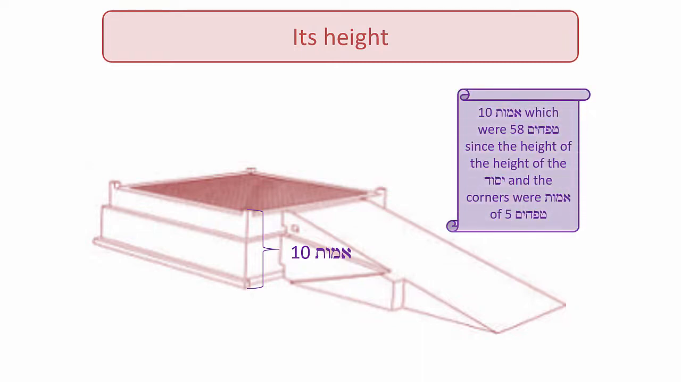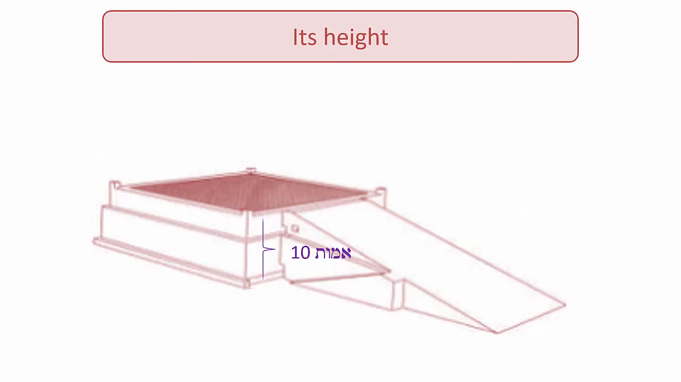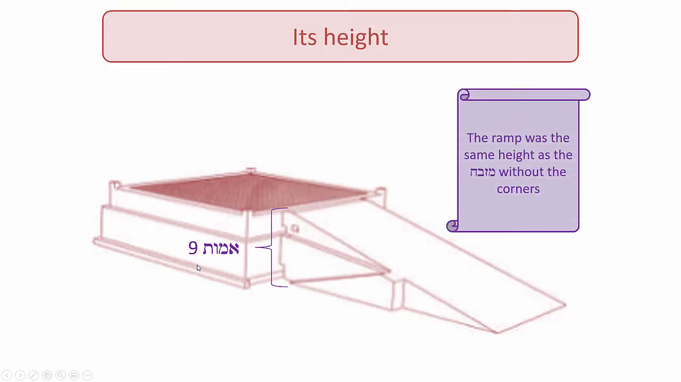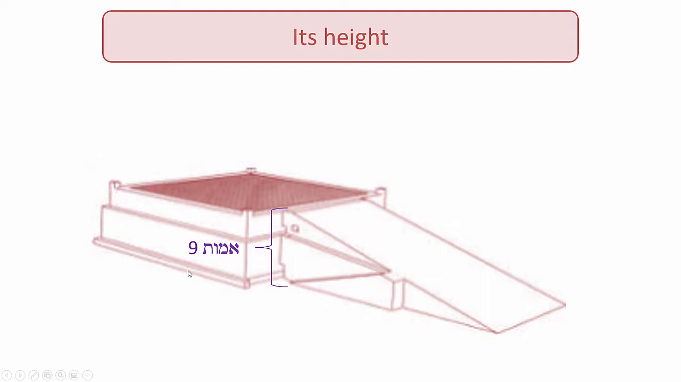However, it wasn't 60 tfachim, because just like by the width and the length, 2 of the amas were amas of 5 tfachim. Here too, 2 of the amas were amas of 5 tfachim. And these are the amma of the Yesod and the amma of the kronos, the corners. So it's a total of 58 tfachim. Now regarding the ramp, it was 9 amas, because it's the same height as the Mizbeach without the kronos. So there we have the height of the Mizbeach.